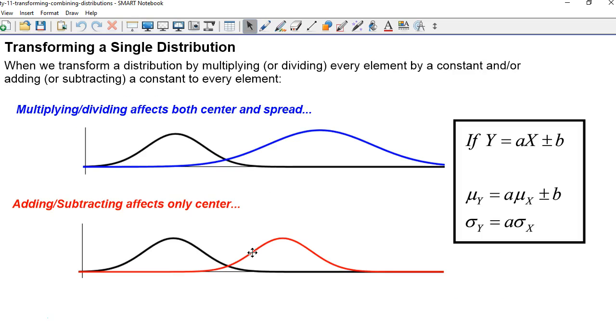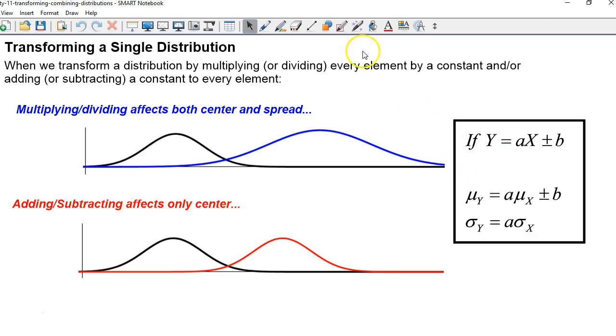Okay, so the way I would summarize this is this way. When we transform a distribution by multiplying or dividing, dividing is just multiplying by a fraction, or by adding or subtracting a constant to every element, then the multiplying and dividing affects both center and spread because the low numbers are brought up and the high numbers are brought up even more. But adding and subtracting just shifts, so only measures of center are affected. So you could summarize it this way.